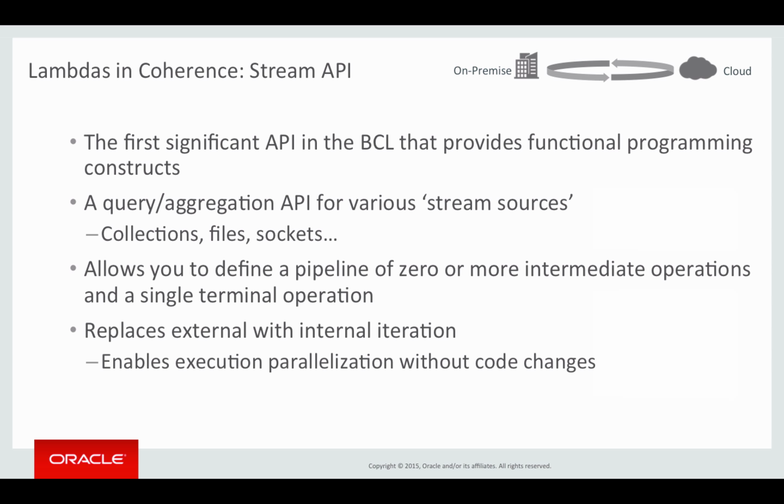It allows you to define a pipeline of zero or more intermediate operations and a single terminal operation, and then that pipeline gets evaluated when you actually call a terminal operation. It also allows you to replace external with internal iteration, which is the basis for enabling parallel execution of the stream processing. So you could have the same stream definition that does some processing sequentially, and you could basically flip a switch and say, okay, I want this to be done in parallel, and Java will do it in parallel across multiple threads.